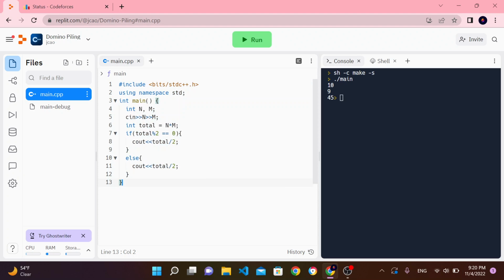So to recap, all we did was get n and m, which we read in, and we find the total, which is the area. And if that mod 2 is 0, which means it's even, then we just print out total over 2, and else, then we just print out total over 2 because of integer division.